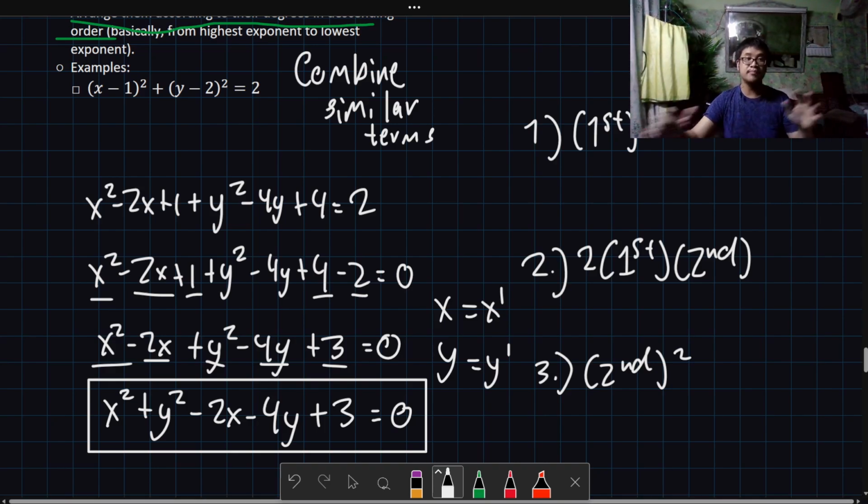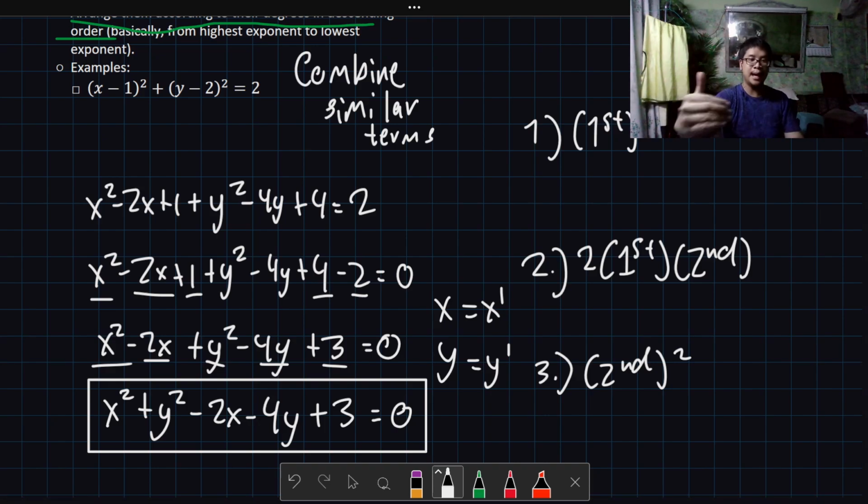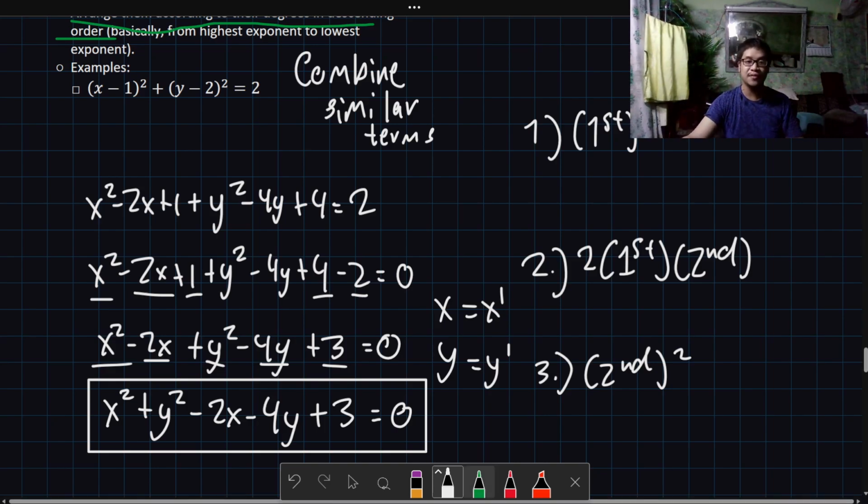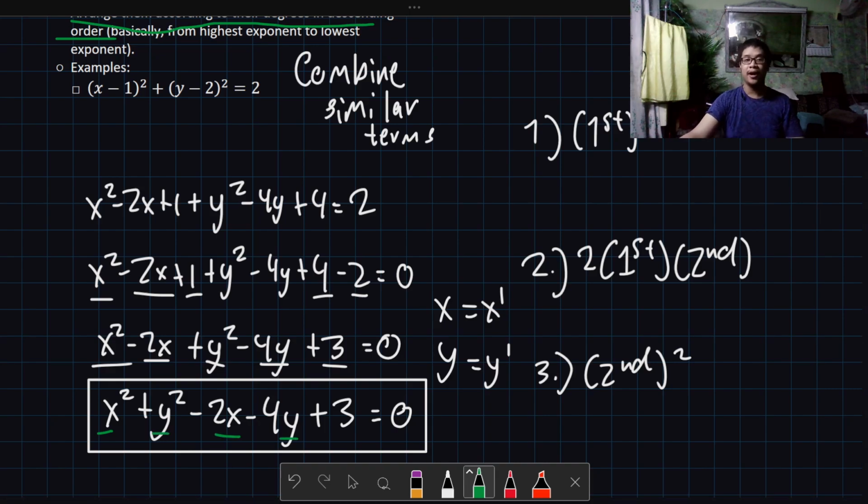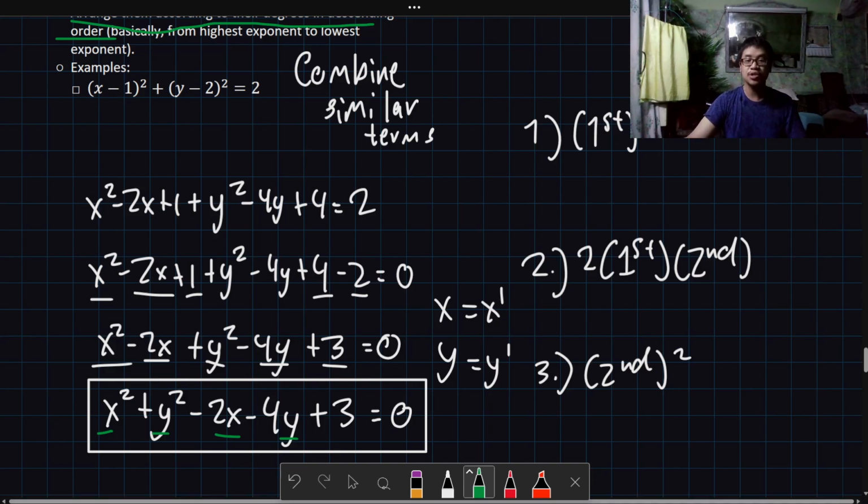First is by descending order, right? x squared, y squared, then x, y, and then the constant term. Not only when it comes to the exponent, but also the pattern of the variables, like x, y, then x, y. Commonly, that's how they are formed. If we have x squared plus y squared, then the next term would be x, the next would be y, so that it would be properly arranged. So that's it.